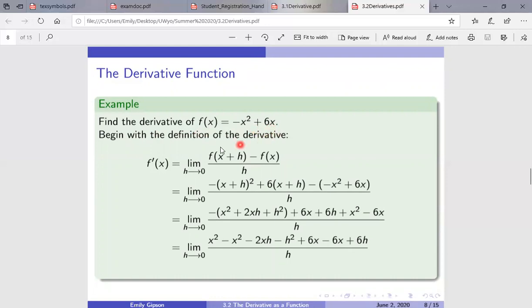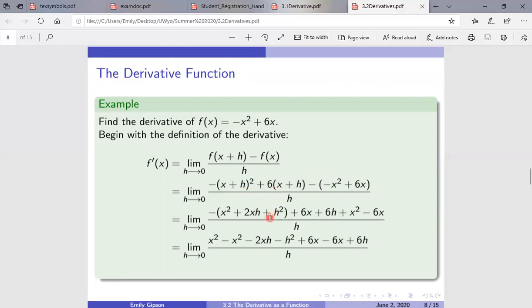And we're going to begin with our limit definition of the derivative in terms of x, that equation 2 from a few slides ago. So f prime of x equals the limit as h approaches 0 of f of x plus h minus f of x, all over h. So we're going to go ahead and substitute in. Right over here, we just substitute in f of x. And over here, we substitute in f of x plus h. So my x becomes x plus h quantity squared minus 6 times x plus h.